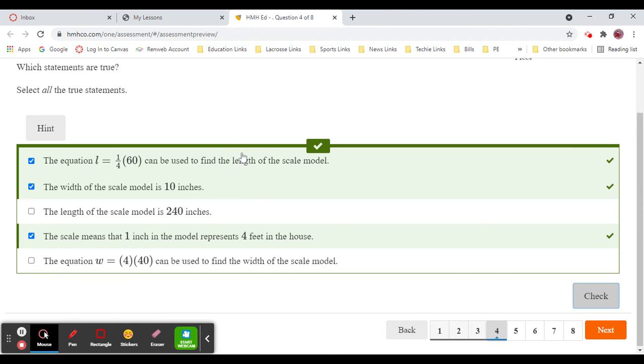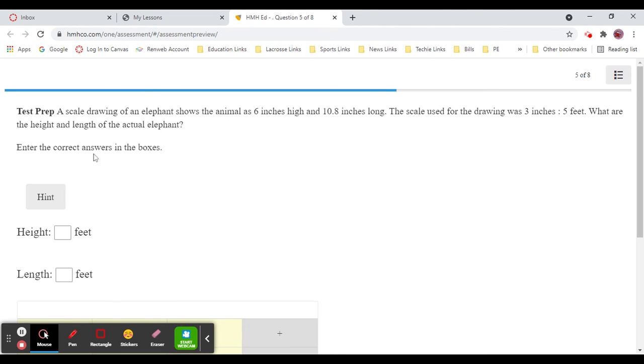These might be in a different order in your book than what they show up here, but those essentially are my 3 answers. All right, let's take a look at number 5.